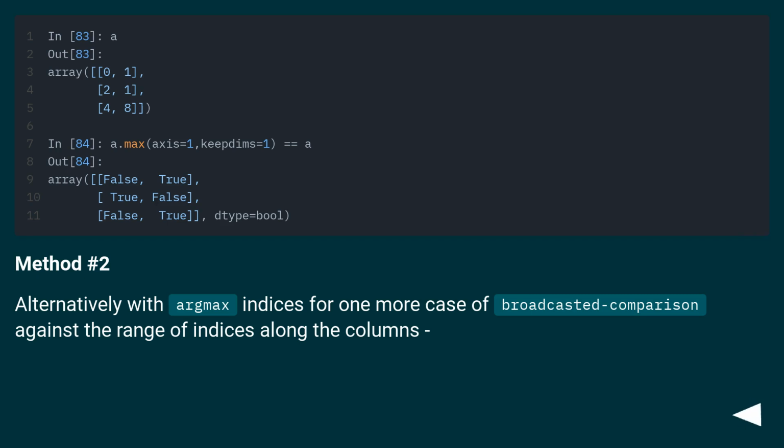Method number 2. Alternatively, with argmax indices for one more case of broadcasted comparison against the range of indices along the columns.